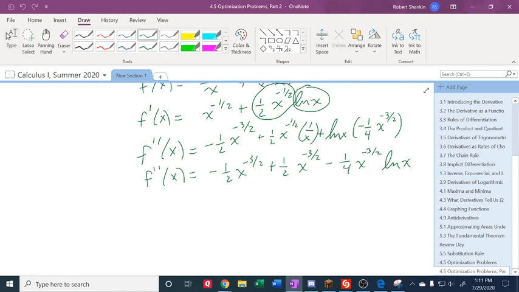Now we set the second derivative to 0. When I set it to 0, I'm going to have to solve this equation. There are 1, 2, 3 terms. Terms are separated by addition or subtraction. What's common to all 3 of these terms? They all have a 1/2. Well, actually, no, these two cancel each other out.